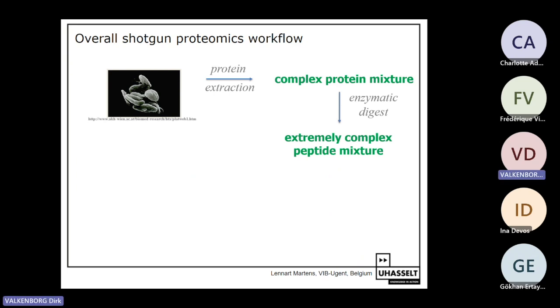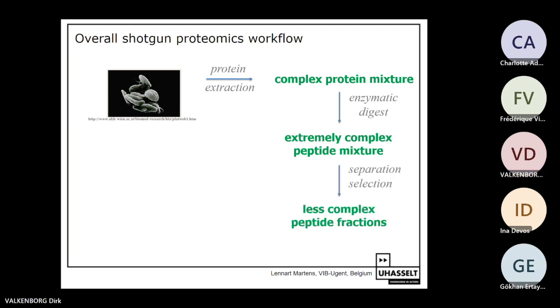But what we do is then we cut that protein with our molecular scissors, we call them enzymes or proteases, to an extremely complicated peptide mixture. So we go from complex protein mixture to an extremely complex peptide mixture. And well, we lost all the connections between the peptides and the proteins. And that is a bad thing, but later on we will try to fix that using bioinformatics.